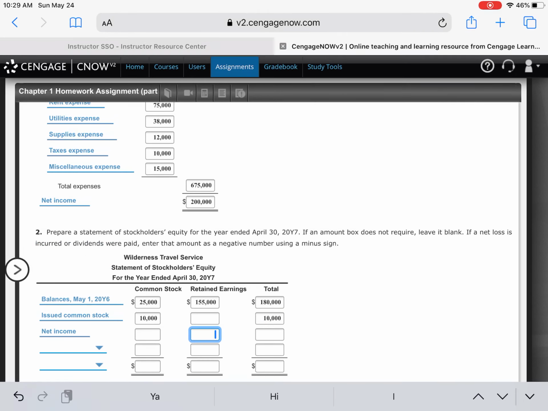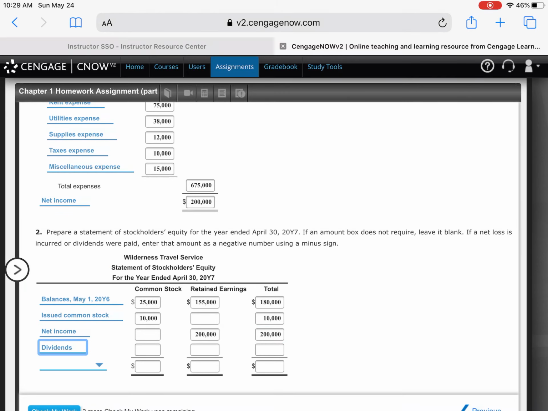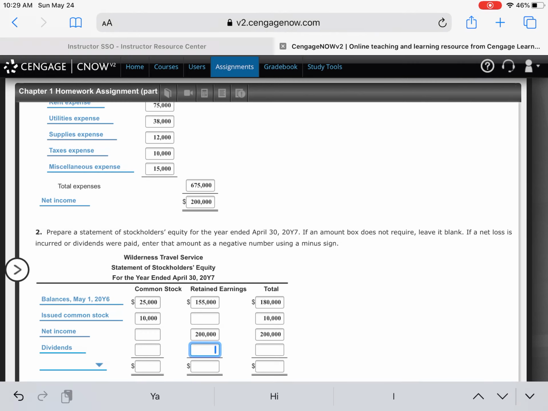Net income is affecting our retained earnings. How much of our earnings are we retaining in our business versus how much are we giving away? And what we give away are dividends. So dividends are basically giving our stockholders kind of like a thank you for investing in our business. So we're giving them back a little bit of our earnings. And they told us our dividends were $40,000. Please note in the directions, it says if a net loss is incurred or dividends are paid, enter the amount as a negative number using a minus sign.